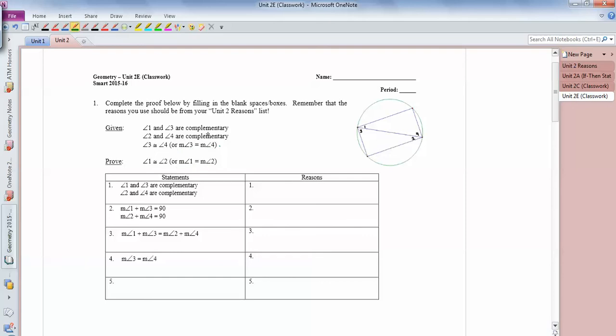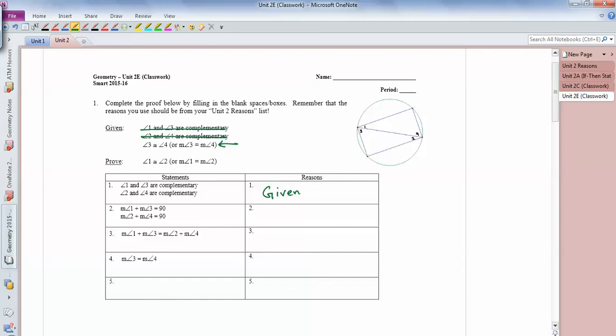So let's take a look at the proof and fill in the blanks where we can. In this one it says 1 and 3 are complementary, right? Well, that's given, and same as with 2 and 4, it's given, right? So I'm going to cross off these guys because we've used them already. Notice we haven't used this one yet. So at some point, we will.